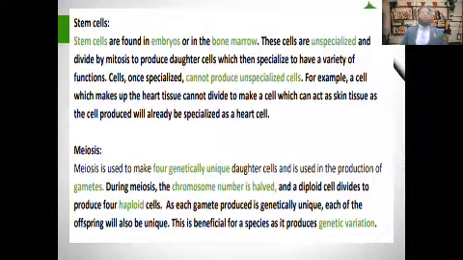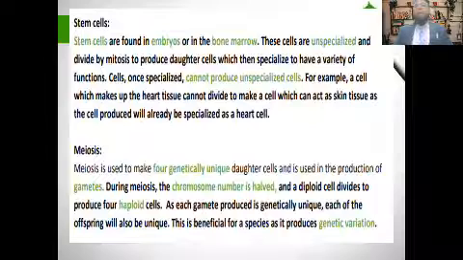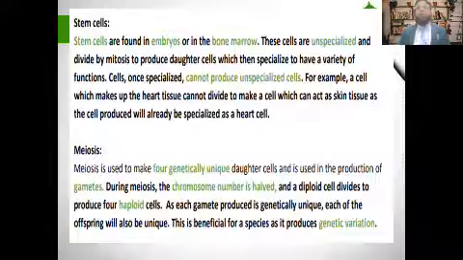Now, what are stem cells? Stem cells are found in embryos or in the bone marrow. These cells are unspecialized and divide by mitosis to produce daughter cells, which then specialize to have a variety of functions. Cells once specialized cannot produce unspecialized cells. For example, a cell which makes up hard tissue cannot divide to make a cell which can act as skin tissue, as the cell produced will already be specialized as a hard tissue cell.